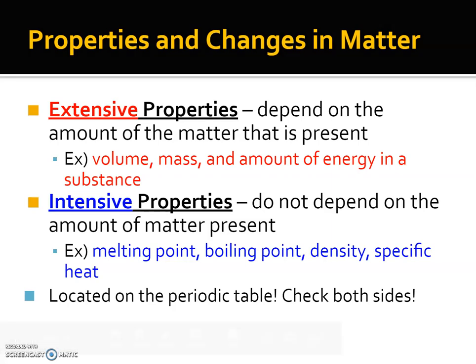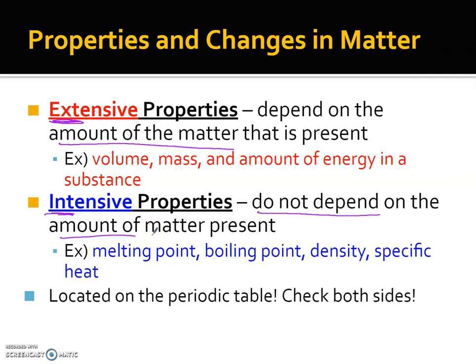All right, people. The next video in this playlist talks about the properties and changes in matter. This is where we start to identify the difference between intensive and extensive properties. An extensive property depends on the amount of matter that is present, versus an intensive property that does not depend on the amount of matter.